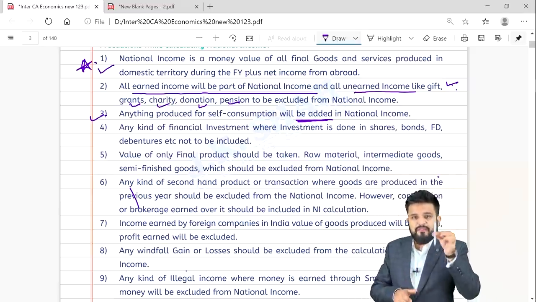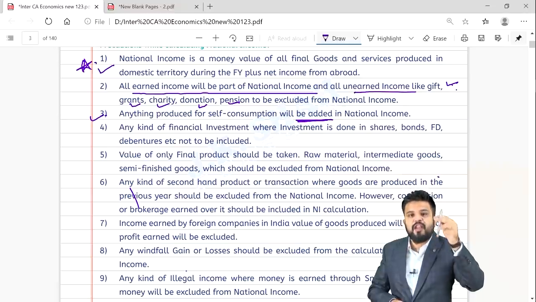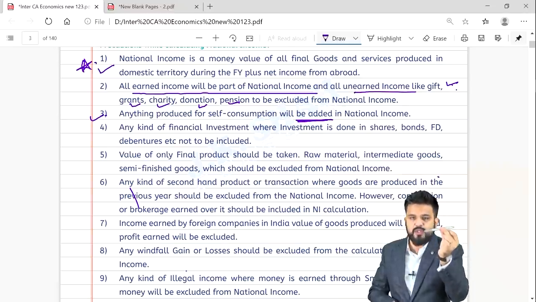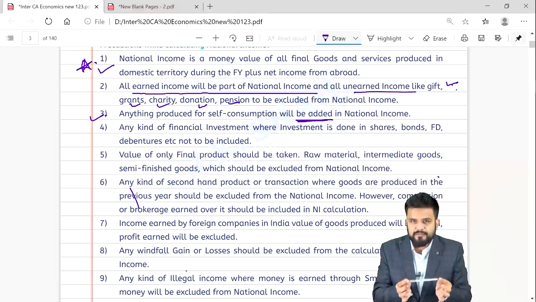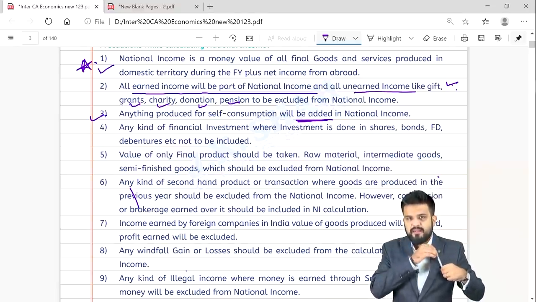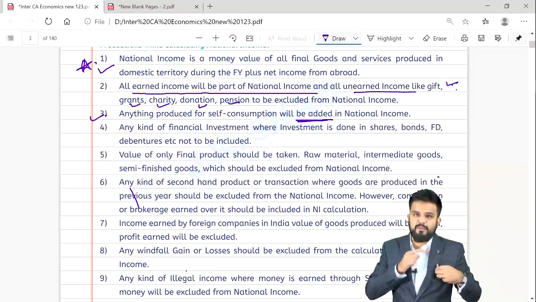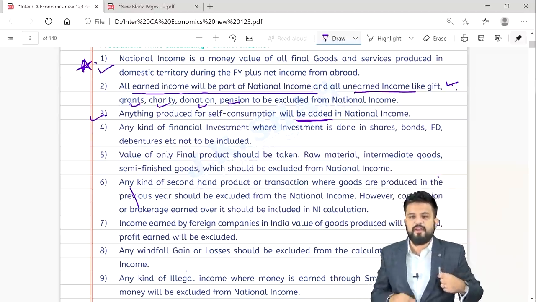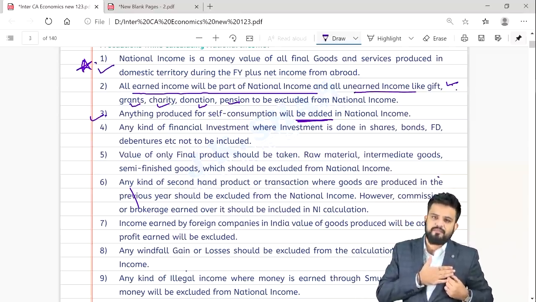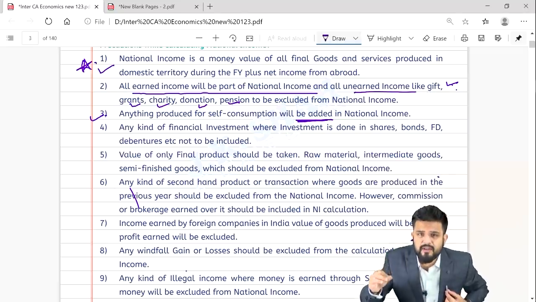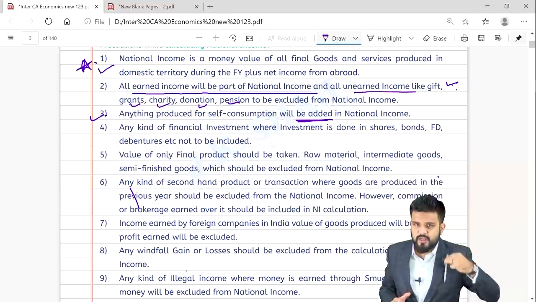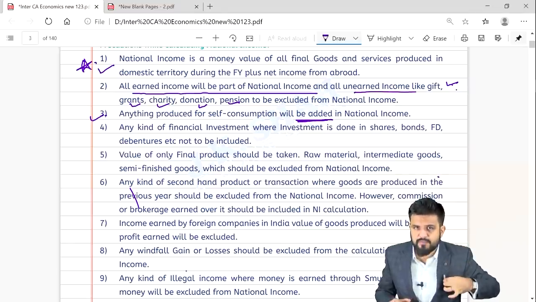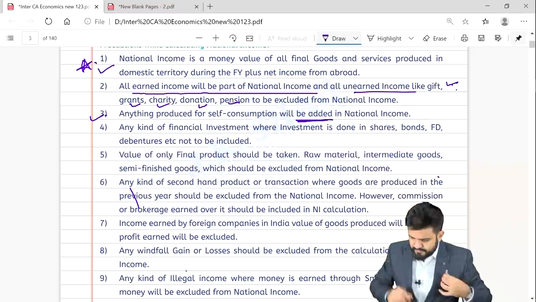So say, for example, if I produce this pen, the value of this pen is 1000 rupees, it's a digital pen, and now after producing this pen, I am using this pen for my own purpose, for my own benefit. Irrespective, the value will get recorded. So anything produced for self consumption should be added.